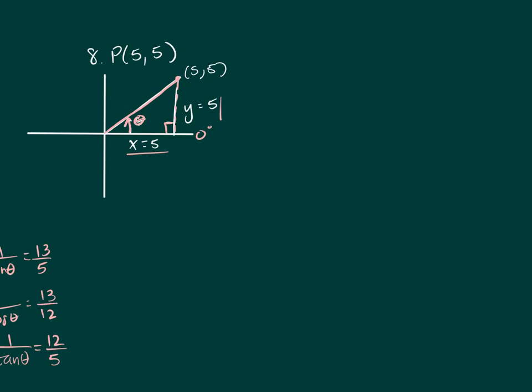We, again, are missing our hypotenuse. So we're going to use the Pythagorean theorem to find that missing hypotenuse. So we get 25 plus 25 is equal to r squared. 50 is equal to r squared. r is equal to 5√2. Like so. Okay, and now that we have all the sides of our triangle, we can find our trig function values.